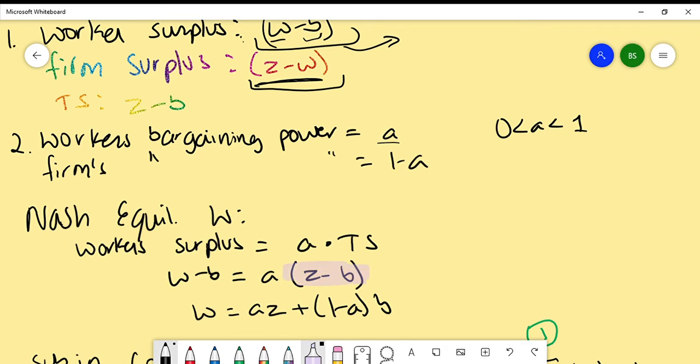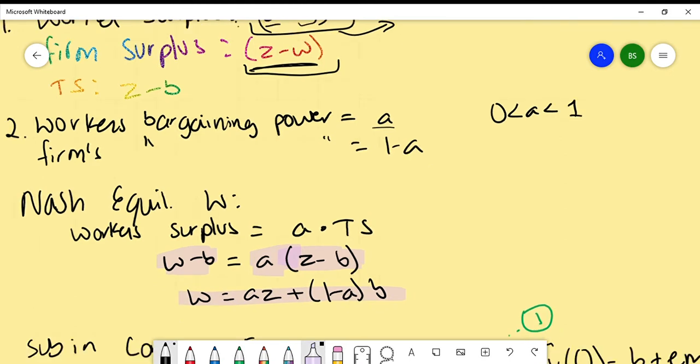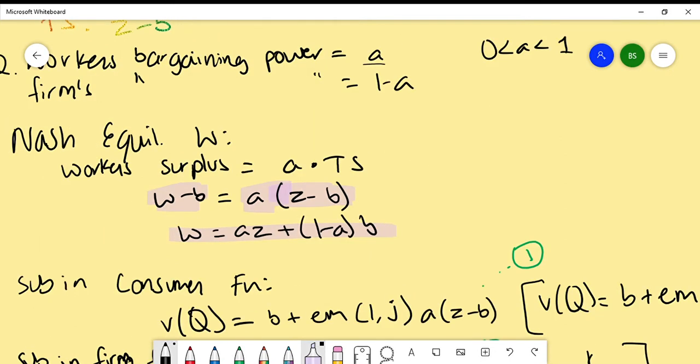Okay, it's A times Z minus B, and that is the worker's surplus. The worker's surplus is also W minus B, and we can rearrange this to get W equals AZ plus 1 minus A times B, by bringing the B to the other side and combining like terms.